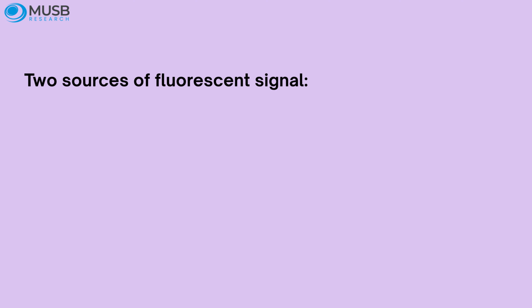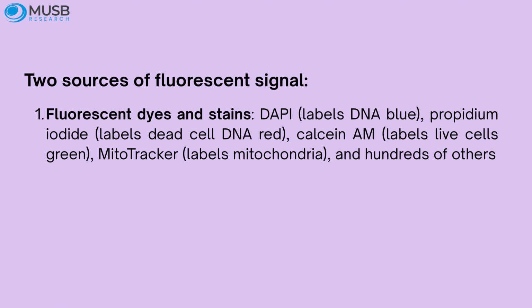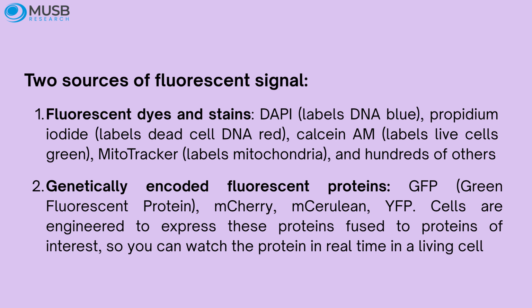Two sources of fluorescent signal: fluorescent dyes and stains. DAPI labels DNA blue, propidium iodide labels dead cell DNA red, calcein AM labels live cells green, MitoTracker labels mitochondria, and hundreds of others. Genetically encoded fluorescent proteins: GFP, green fluorescent protein, mCherry, mCerulean, YFP. Cells are engineered to express these proteins fused to proteins of interest, so you can watch the protein in real time in a living cell.